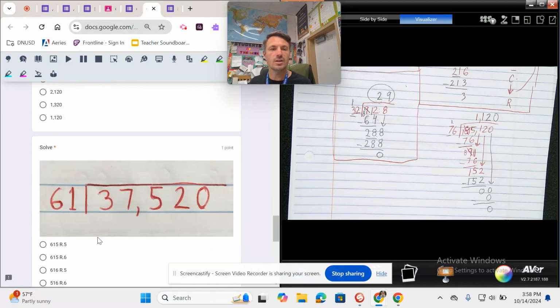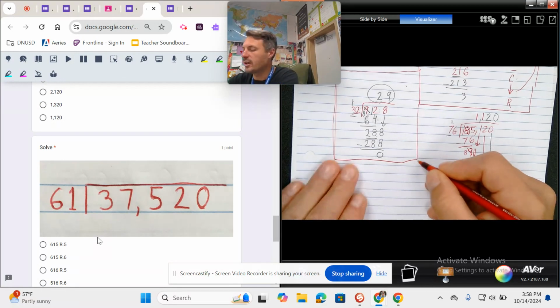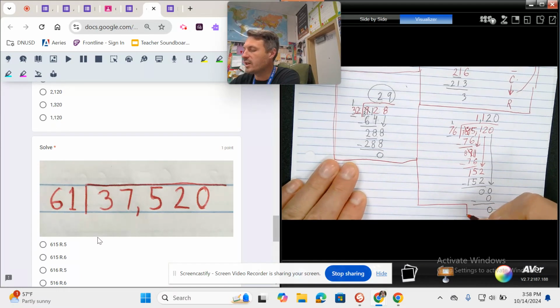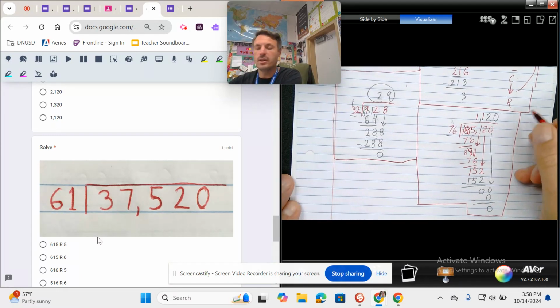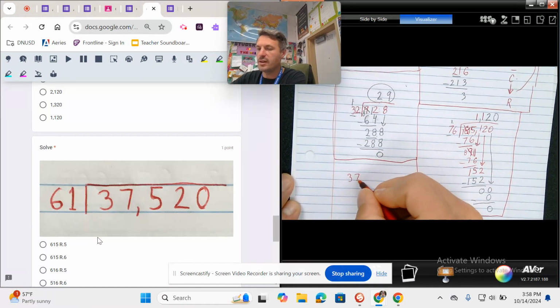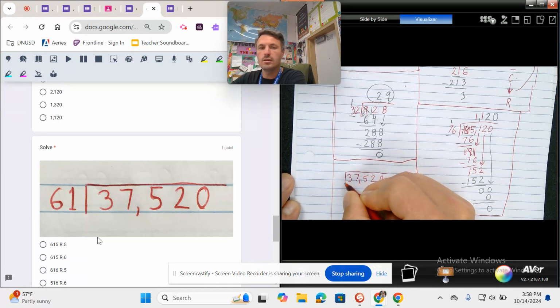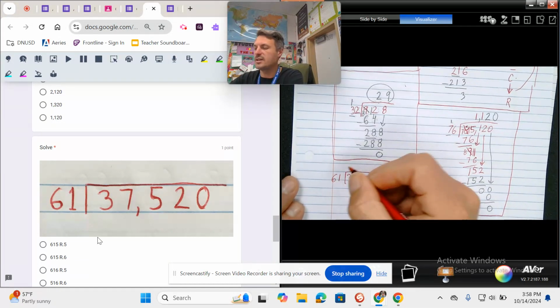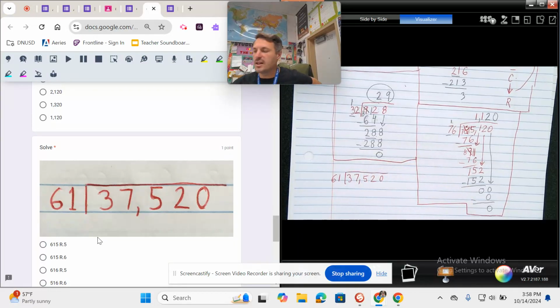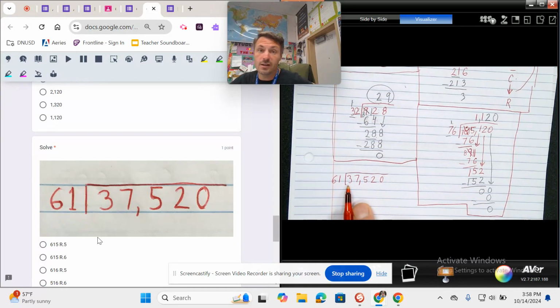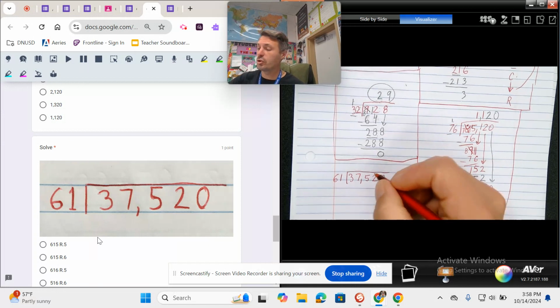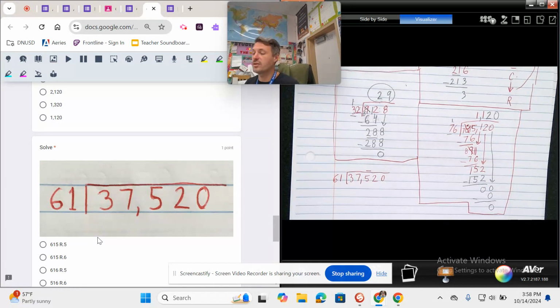Okay. The next one also says solve. Let's box off the work we did for that one. 37,520 divided by 61. Can 61 fit into 3? No. Can 61 fit into 37? No. Can 61 fit into 375? Yes. So that means the first part of our quotient goes above the 5.